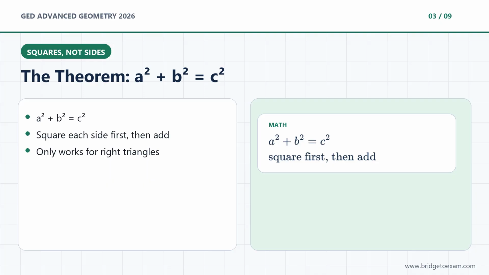Here's the theorem itself. In any right triangle, the square of leg A plus the square of leg B equals the square of the hypotenuse C. That is, a squared plus b squared equals c squared. The single most common mistake is to add the sides directly. You must square each side first, then add. And remember, this rule only works when the triangle has a right angle.